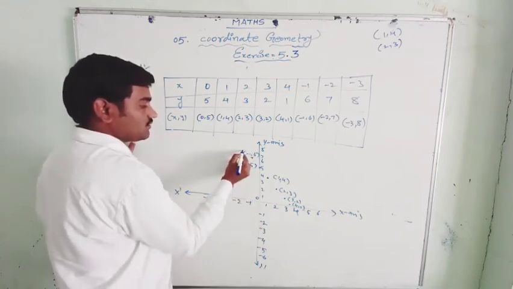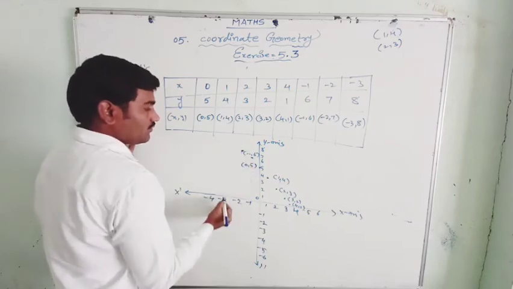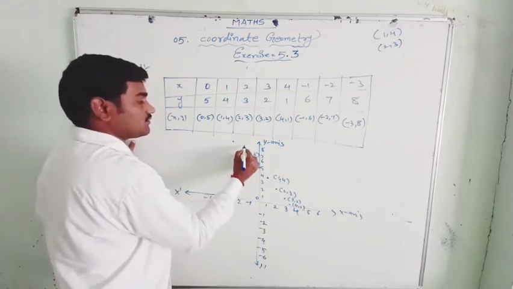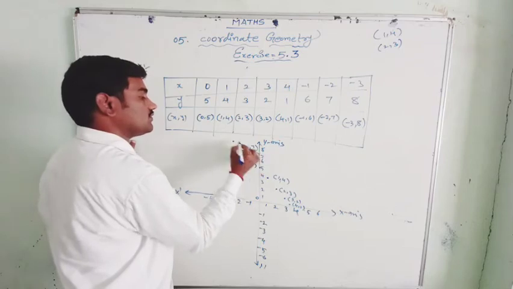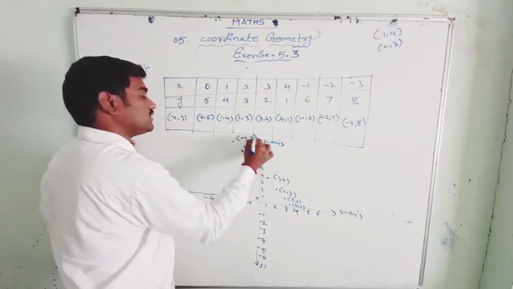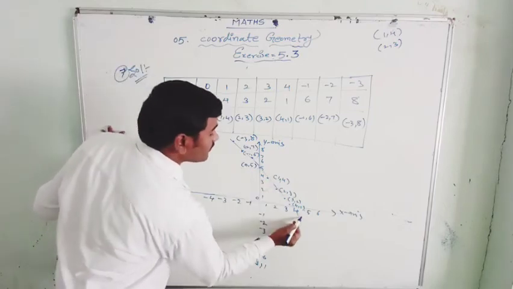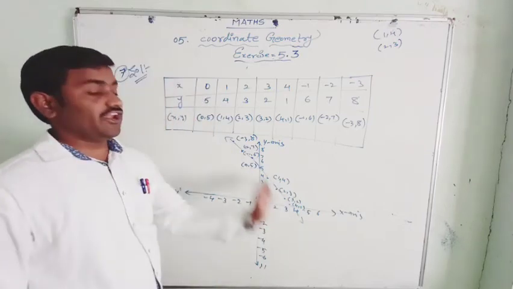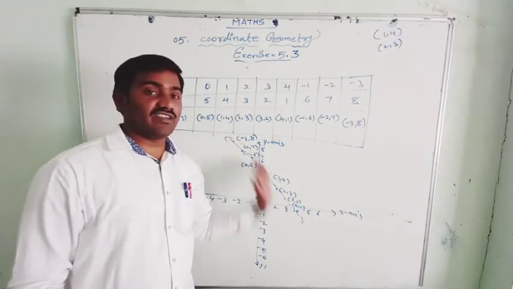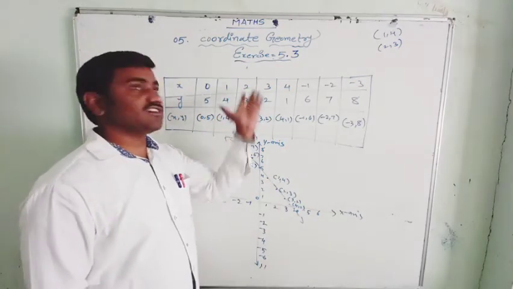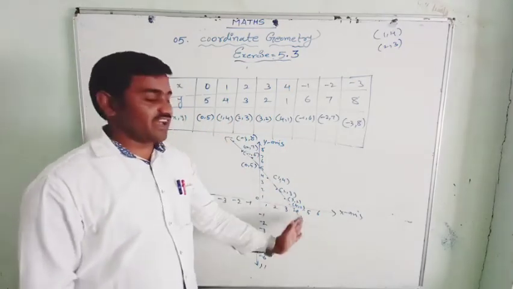Minus 2 comma 7, it comes here. And minus 3 comma 8, it comes here. Minus 2 comma 7, minus 3 comma 8. So all these points will get a straight line, when their sum gives us 5, so they will always lie on the line.